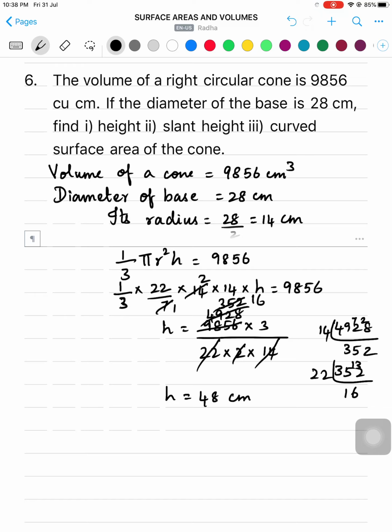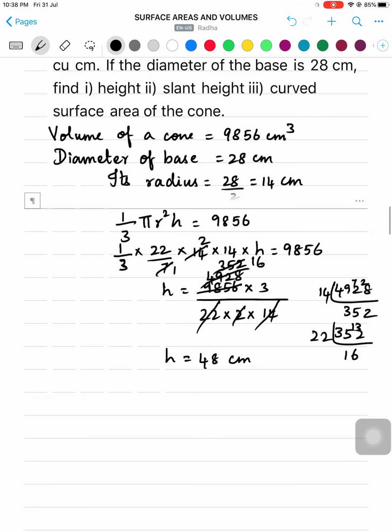First I cancel with 2, 2 ones are 2, and this becomes 4928 times. Then again it goes in 14 tables, so 14 ones are 14, 352 times. Then 352 goes in 22 tables, how many times? 16 times. So 22 ones are 22, 16s are 352. So from that h is equal to 16 into 3, 48.